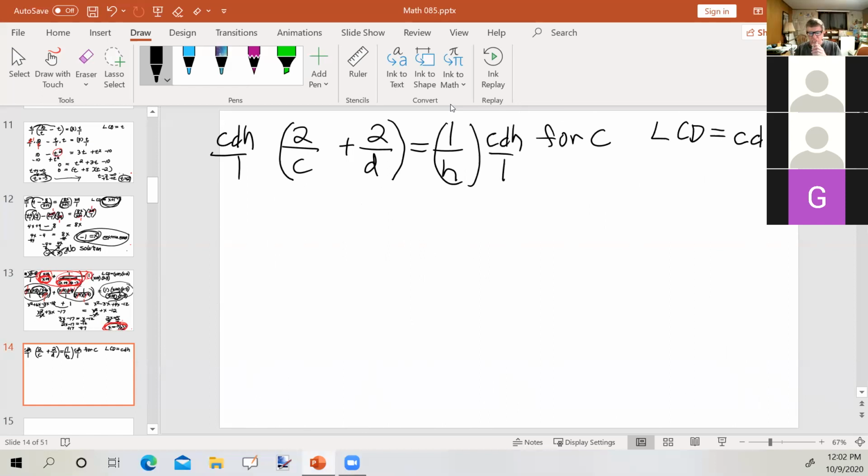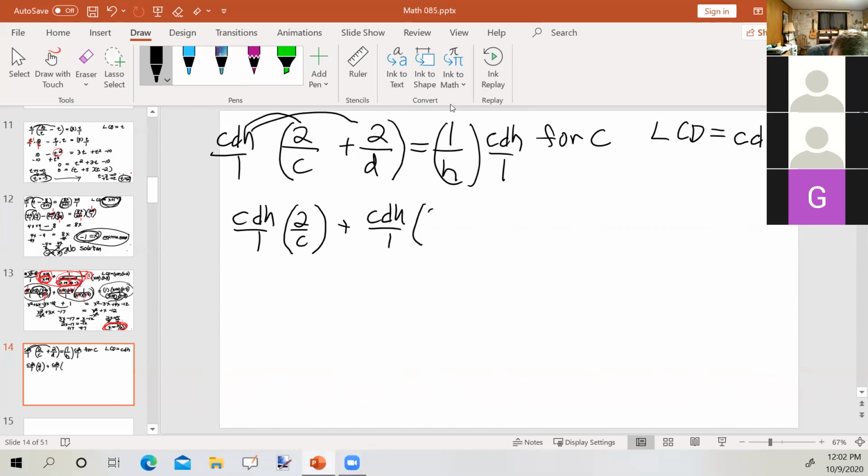Okay, again, any questions? All right. No. So on the left side, distributing CDH times 2 over C plus CDH times 2 over D equals 1 over H times CDH over 1. Okay? Any questions?